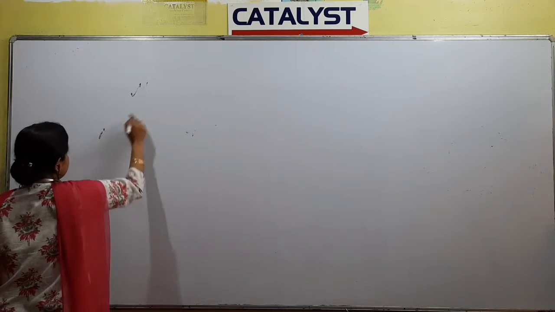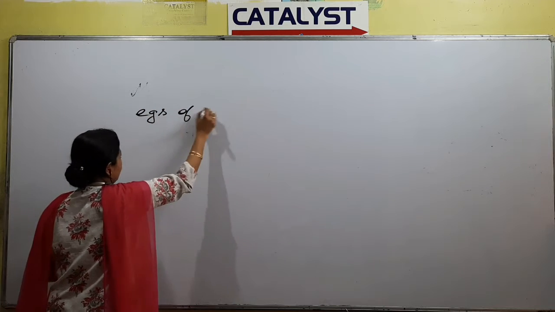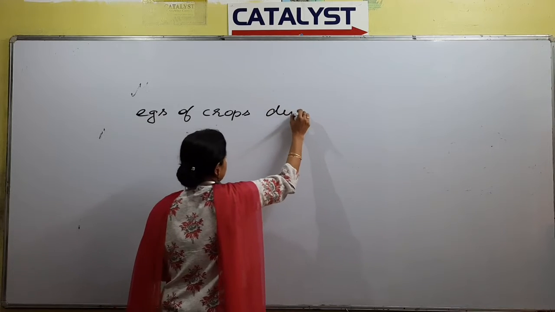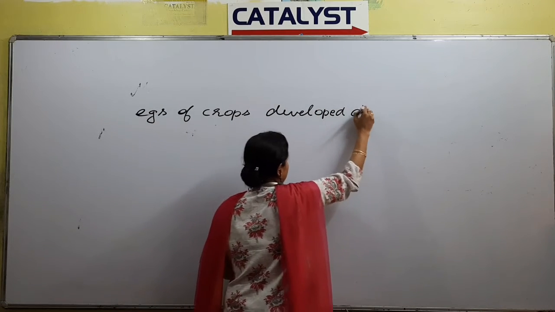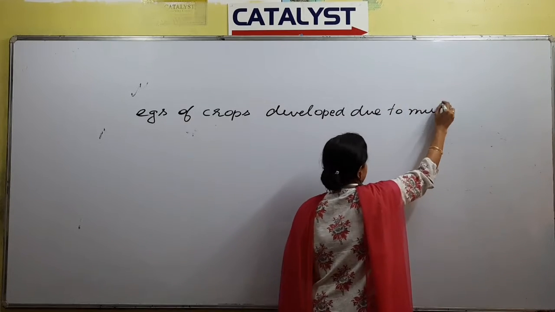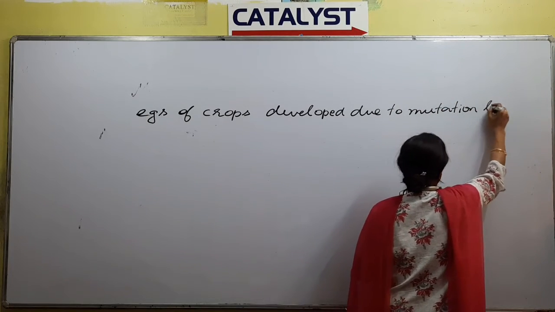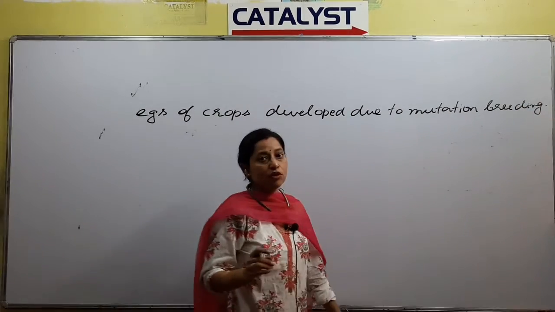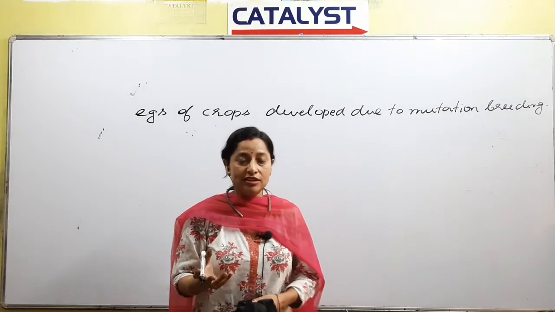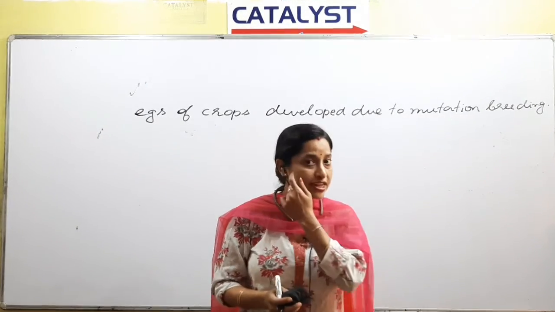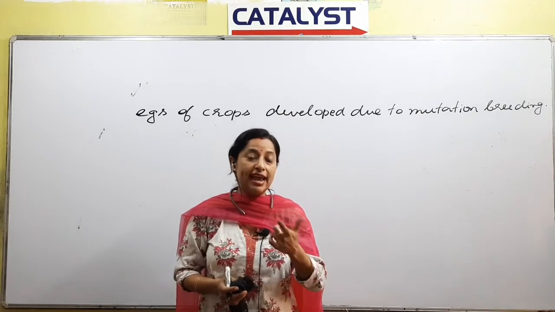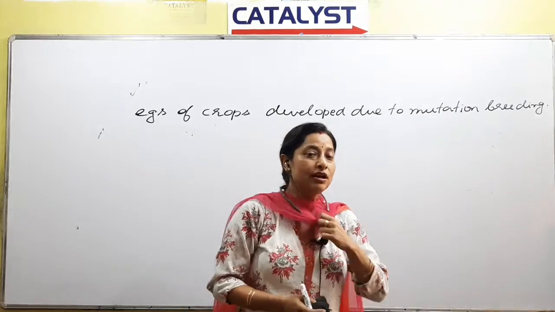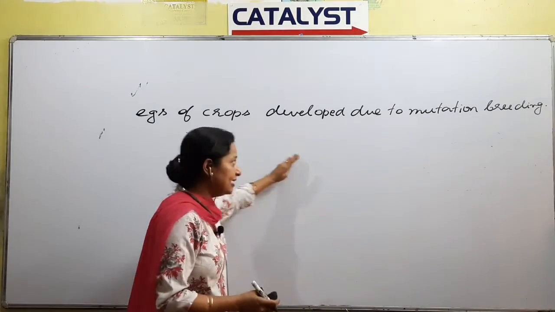We need to remember certain examples of crops that have been developed due to mutation breeding. If you remember, the day we started this chapter, what I said is that the most important portion of this chapter is that you have to remember all the examples, right? You have to remember rice variety examples, wheat variety examples, right? So we have to remember the examples very properly.